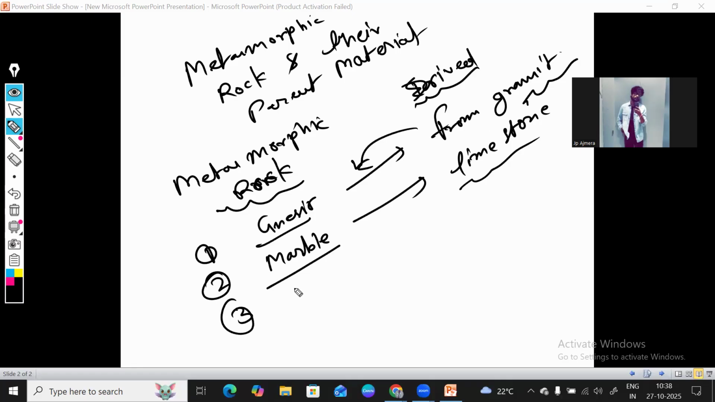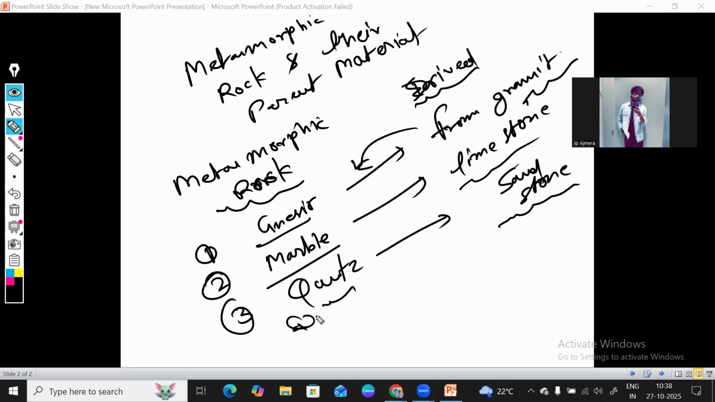And the third is quartz. Quartz is formed from sandstone. I think you may be disturbed by some voice from the background, as I live in a house where the mess is already there.